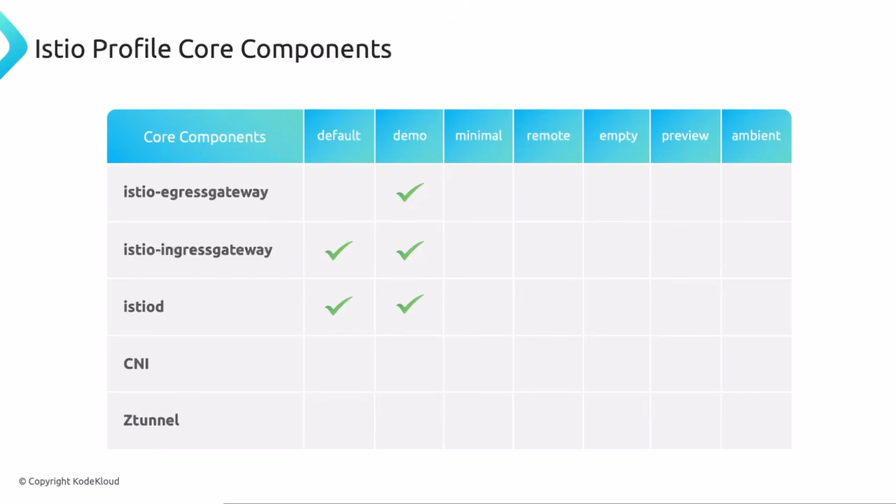So the demo is the profile we're most likely to use. You have the minimal profile that only has the Istiod component, the control plane. You have remote and empty. And then you have this preview profile that seems to be the same as the default. And of course, you have the ambient profile, which uses no sidecar. So it's a sidecarless mode.